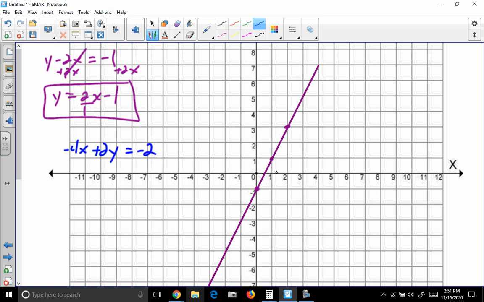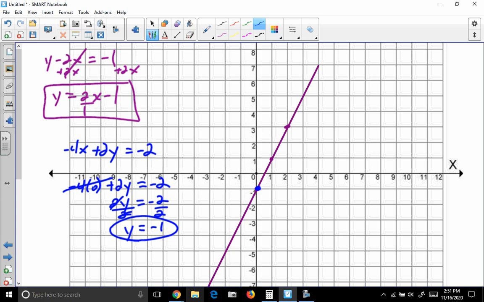So let's get the y-intercept. If we put a 0 in place of x, then we can find out the y-intercept. 4 times 0 is 0. If we divide both sides by 2, we get that when x is 0, y is negative 1, so that's the y-intercept there.